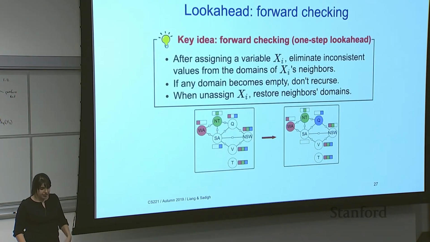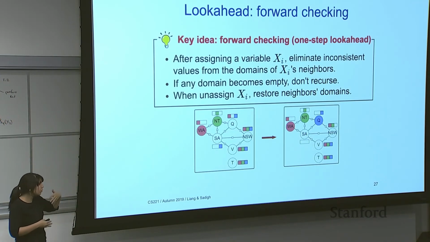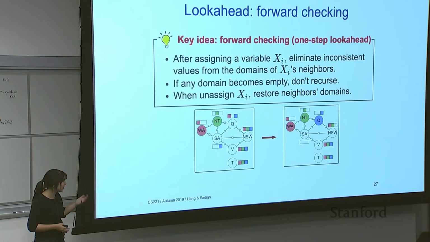So that's kind of the whole idea of updating the domain. So forward checking is the idea of doing one step look ahead. So after assigning a variable xi, you want to eliminate inconsistent values from domains of xi's neighbors. So you want to reduce the domains of xi's neighbors. And if any domain becomes empty, then you don't recurse on that. And when you unassign, something to notice is if you're unassigning xi, you have to restore the domains, because you changed the domains. If you're deciding, oh, green was not the color to go, then you got to update your domains. Okay. All right.